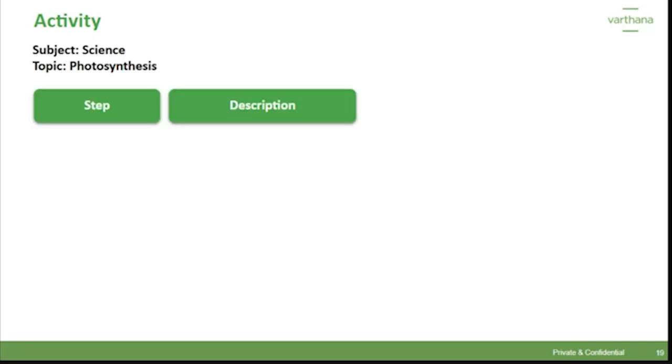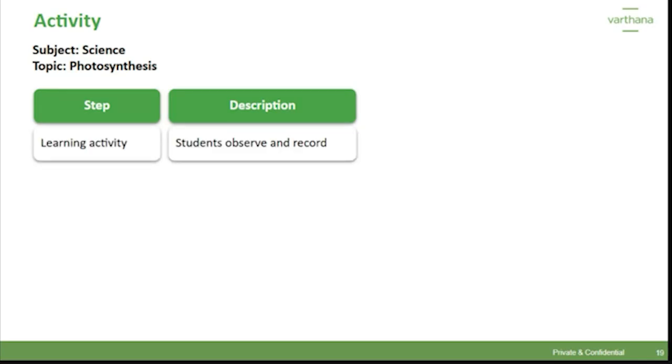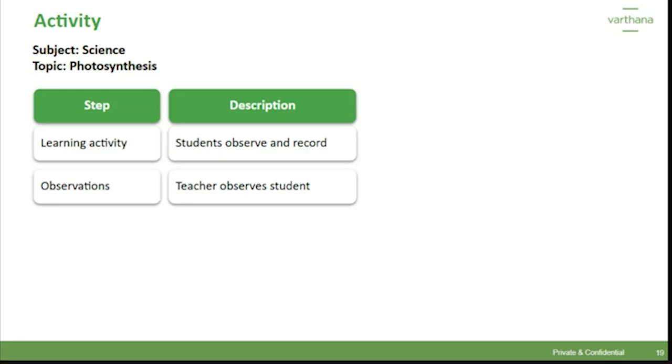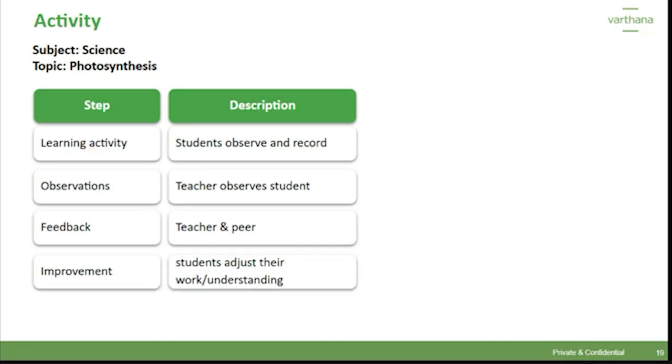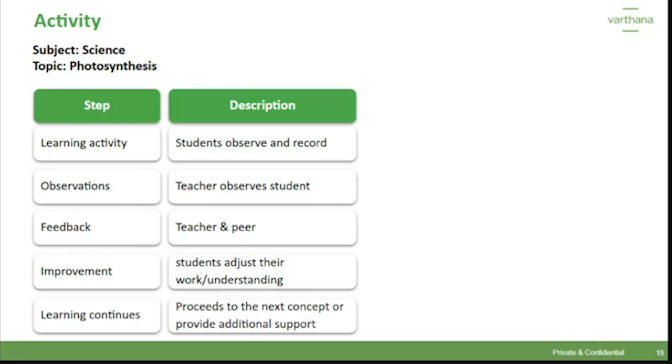Imagine you are planning a lesson. How would you apply the 5 steps of formative assessment strategy to this topic? We have given all the 5 steps. What is the learning activity? How would you gather evidence of understanding during the activity? What kind of feedback would you give when you see the evidence and observations with respect to the photosynthesis activity? Fourth, how would you ask students to revise or refine their work based on your feedback? Fifth, how would you adjust your next lesson based on what you have learned from the responses?